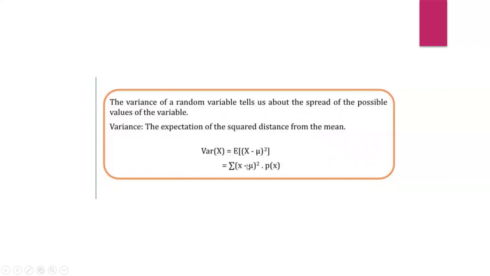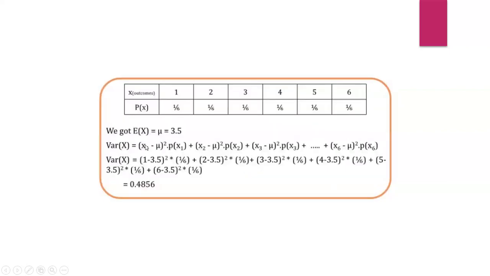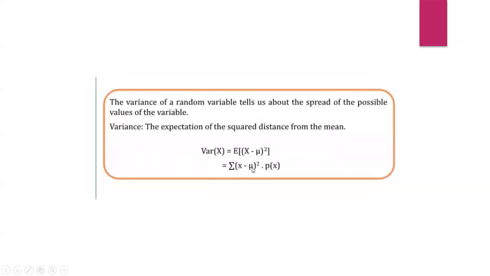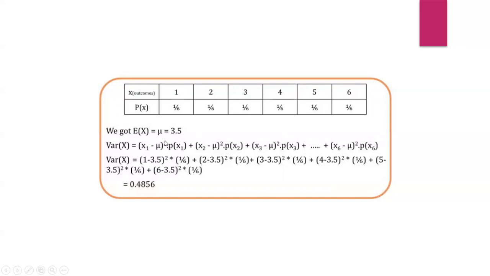So how do we write that? Summation of x1, x2, x3 up to x6. So (x1 minus mu) the whole square times probability of x1. Don't write mu1, mu2, mu3, because there is only one mean. Do not get confused. We already got it as 3.5, so that's going to be here. So (1 minus 3.5) the whole square times probability of x1, which we already know is 1 by 6, correct? Plus (2 minus 3.5) the whole square times 1 by 6. When you calculate, you will get 0.4856.